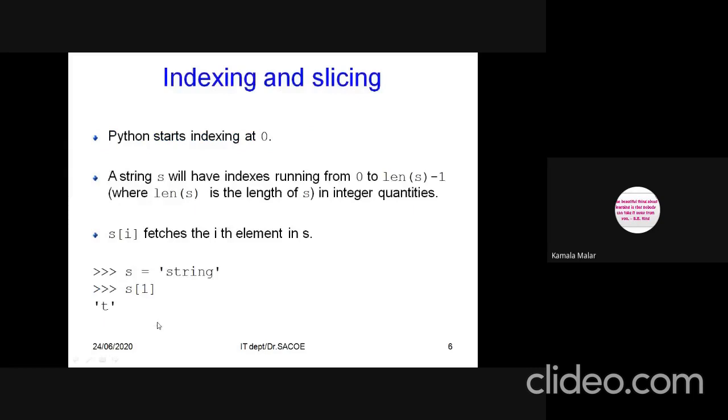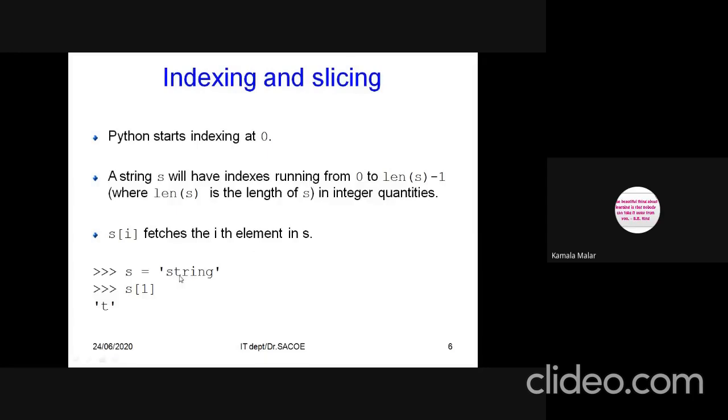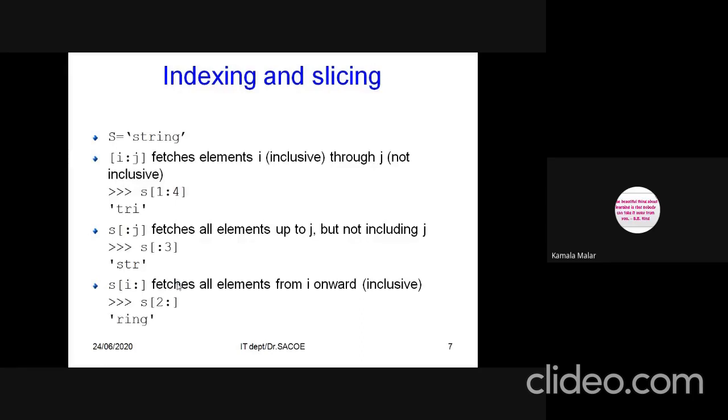Next, again indexing. If you want to access a particular character in the string, you give the index value. So s of 1 means, since a string starts with 0, t will be the answer.